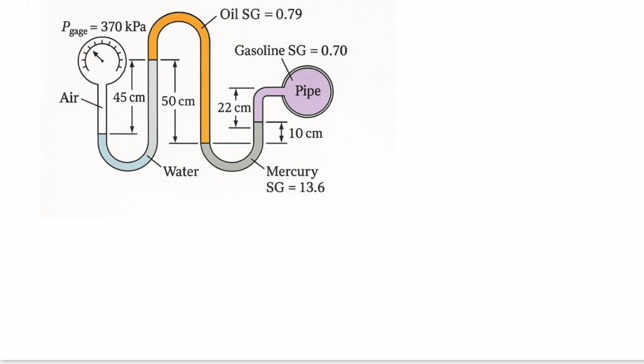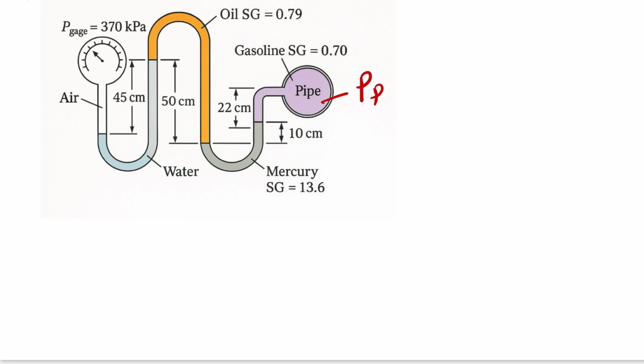Today I am going to solve one double U-tube manometer problem. In this figure, the double manometer is connected with a pressure gauge on the left-hand side, and on the right-hand side the double U-tube manometer is connected with the pipe. Here we have to find out the pressure at this pipeline, meaning we have to calculate PP.